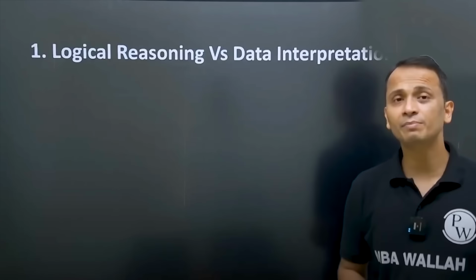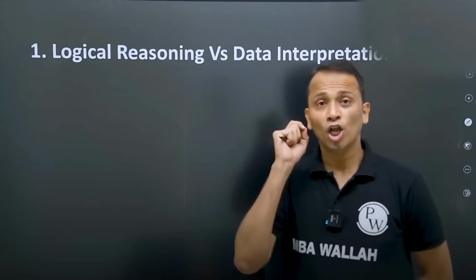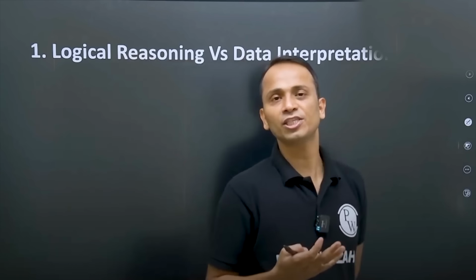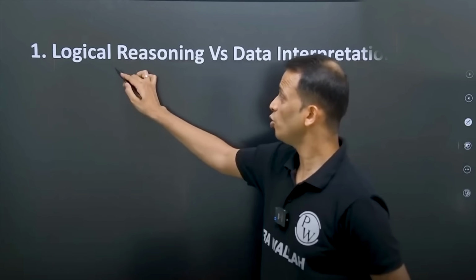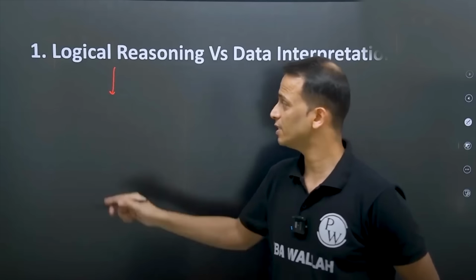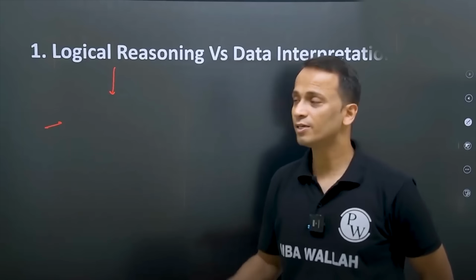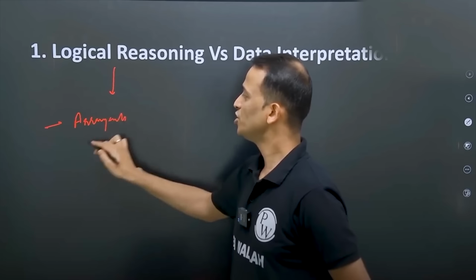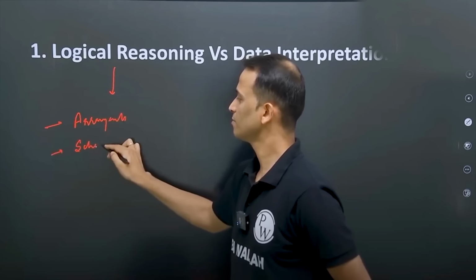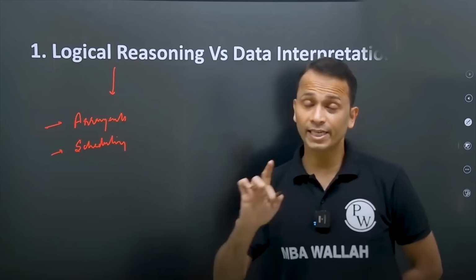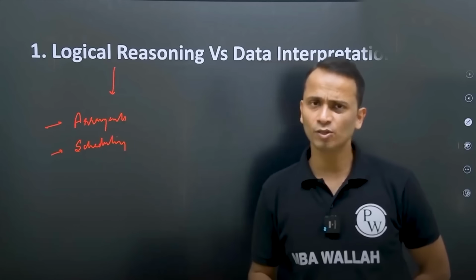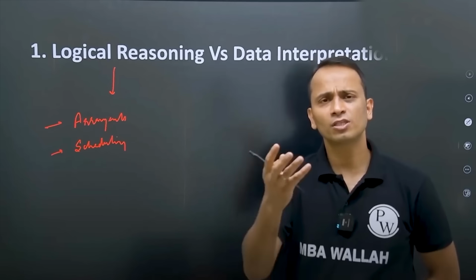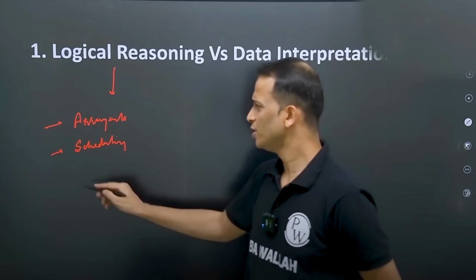So the first parameter, according to me, is logical reasoning versus data interpretation, right? In which of these sections am I strong? So logical reasoning has topics like arrangements, scheduling. We saw a set of scheduling in CAT 2023 where you had to arrange different slots, a visa set. Okay, so scheduling.